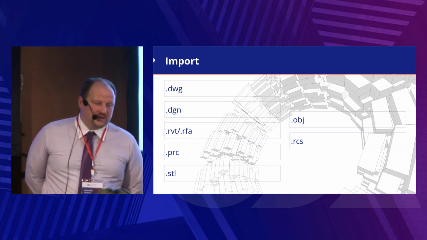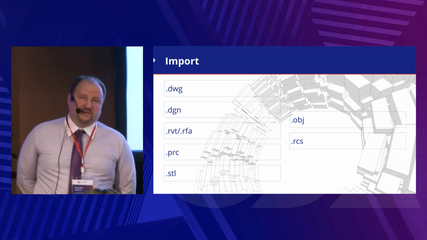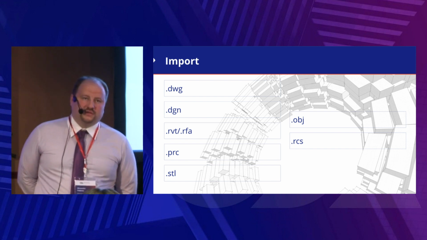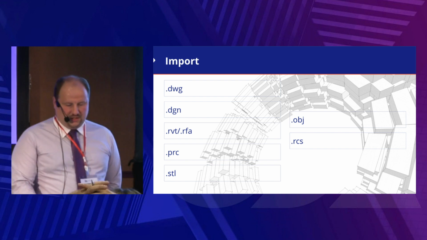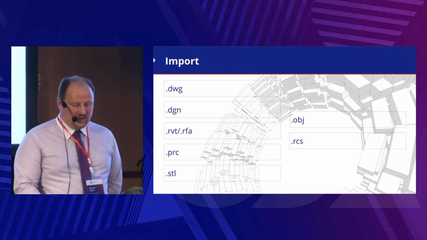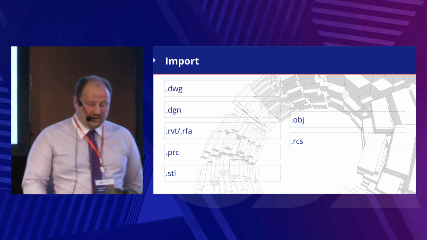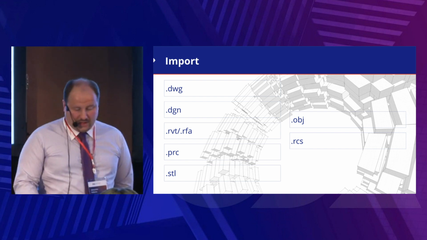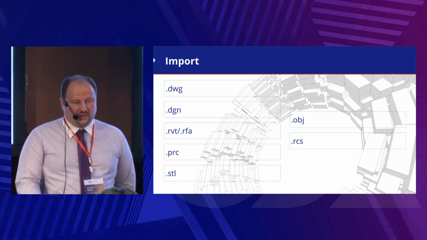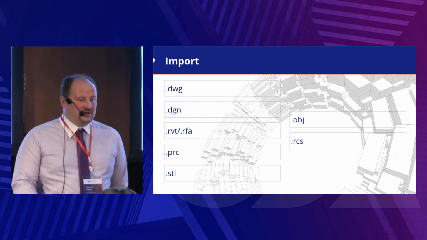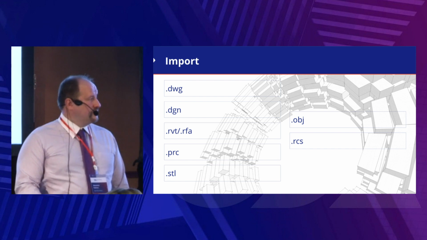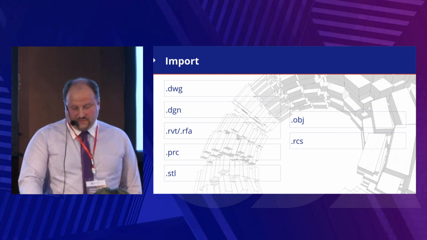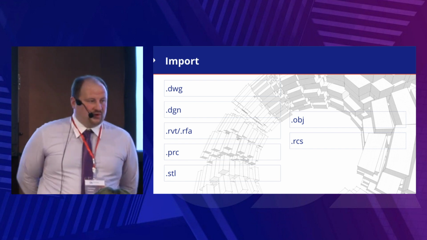Visualize SDK currently supports 7 formats for import. First of all, it is the ODA supported formats like DWG, DGN, Revit, and PRC. The next 2 formats are very commonly used for the exchange of 3D data. It is the STL format and the OBJ format. And finally, Visualize SDK supports the Autodesk Point Clouds format.